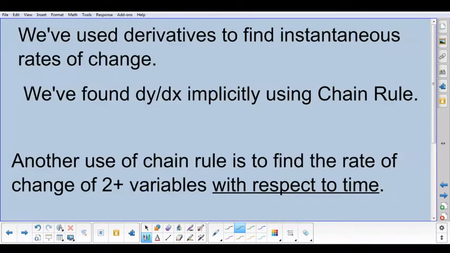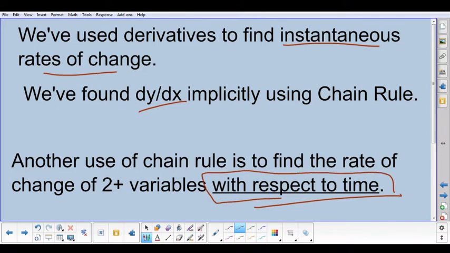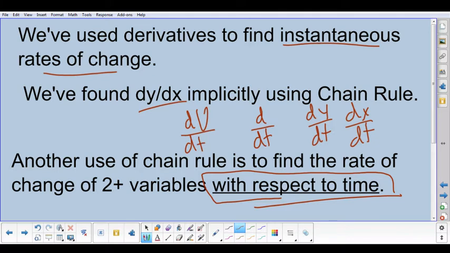Go. So, we've used derivatives to find instantaneous rate of change, and we found dy/dx implicitly using the chain rule. Another property of the chain rule is we can use this to find the rate of change of two or more variables with respect to time. So this is the catch right here. When I say derivative with respect to time, we're going to use this notation d/dt, t being time. So we'll say dy/dt or dx/dt, or derivative of volume with respect to time. So it's always going to have d over dt on the bottom here.